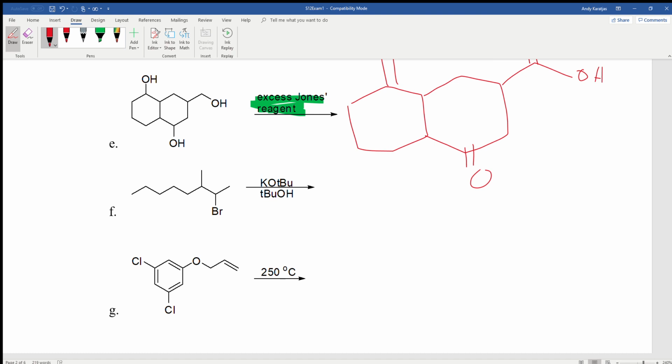Part F for this question, we have a strong base with protic solvent. We know that this will be an elimination reaction, and because of the protic solvent, we know it's most likely to be an E1 elimination. And we also know that eliminations based on Zaitsev's rule prefer to give us the more substituted alkene.